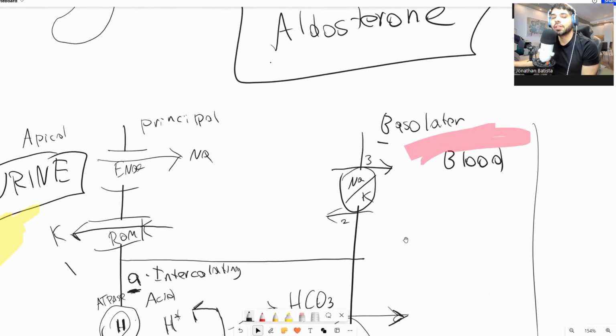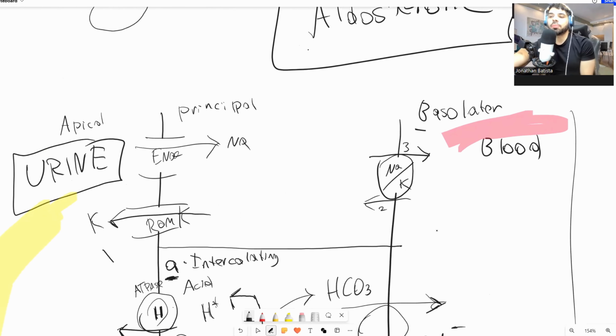If ADH is activated, you'll see that ADH will open up aquaporin channels, again on the apical side. And these aquaporin channels will be able to pull in water. Okay. They pull in water, of course, but at what cost? With some urea. All right. Good. This makes sense.